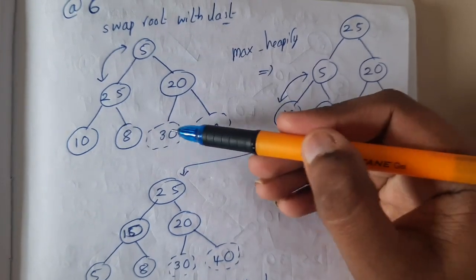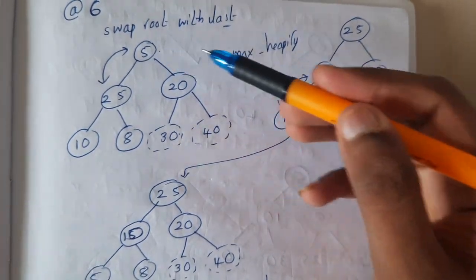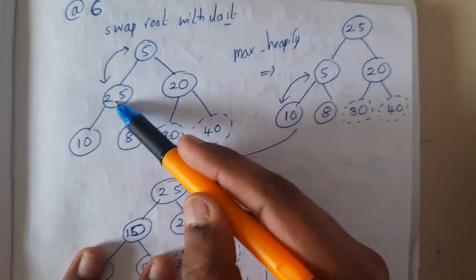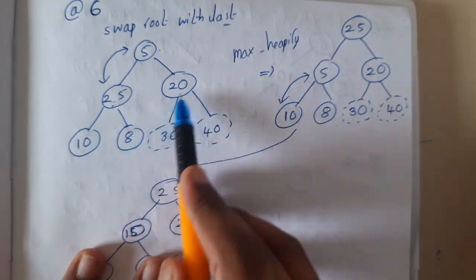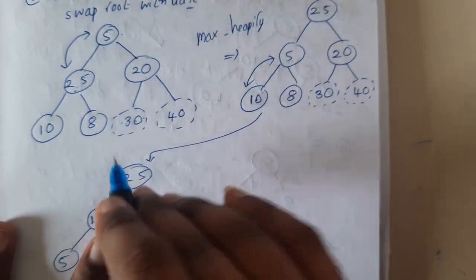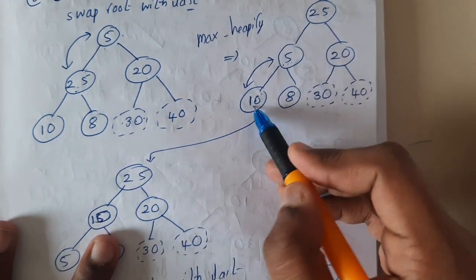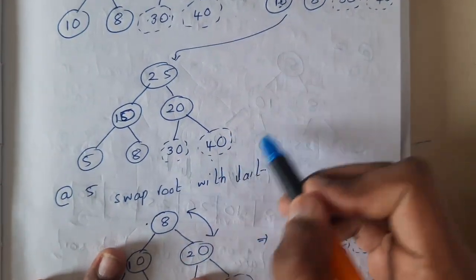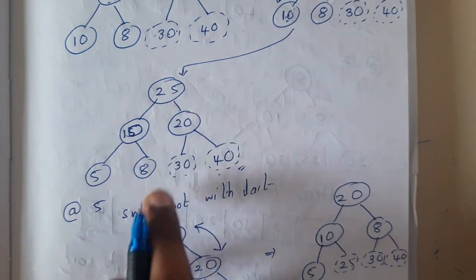So I swapped the last with the first. 30. Here we'll be swapping these two. So here there is no change. Here there is no change. Swapped. Again we got an issue after swapping also. So again we'll be swapping with the maximum. So we got this as the result. So again you'll be swapping this with 8.